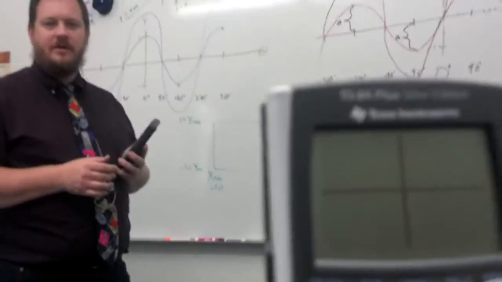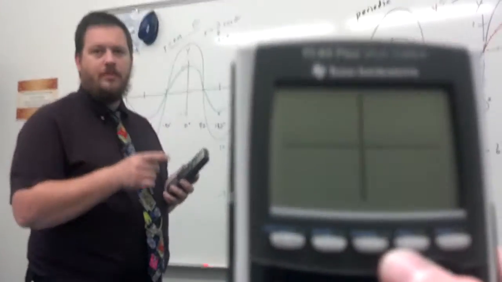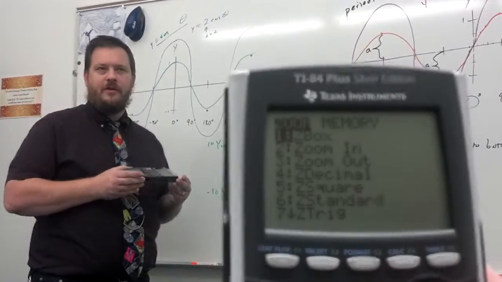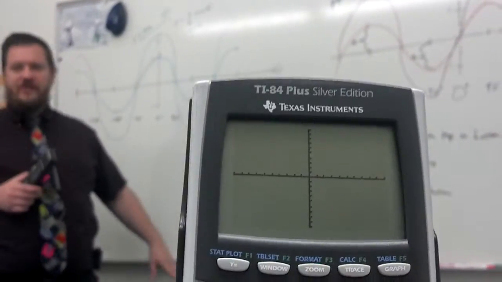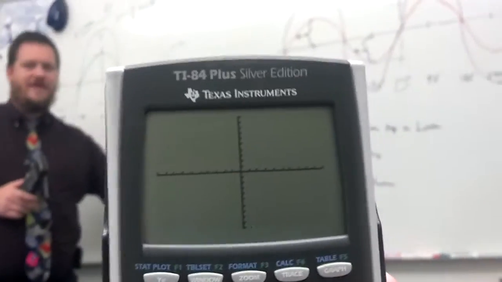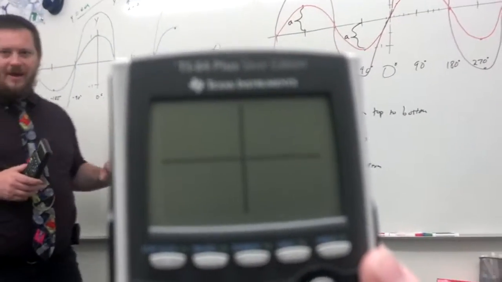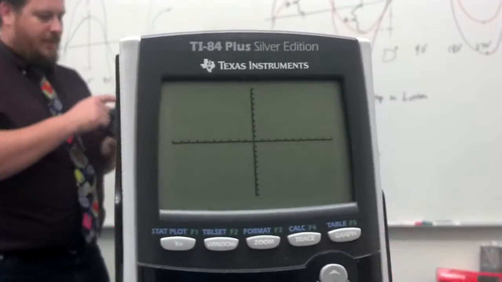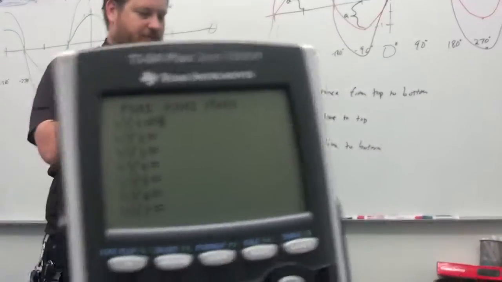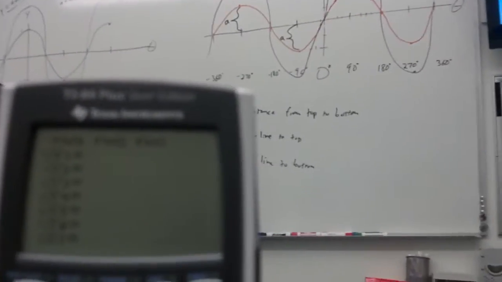All right, so go to the zoom button and go down to Z standard and hit enter, and that will give you the default settings of negative 10 to 10 on the x-axis and negative 10 to 10 on the y-axis. All right, let's type in our function. Upper left button says y equals. Push that button. If you have any equations in there, you can hit the clear button.